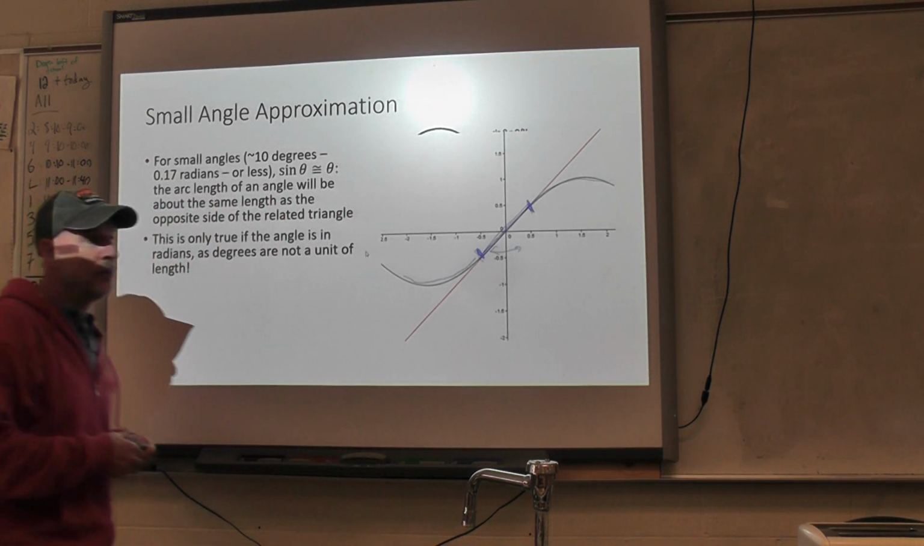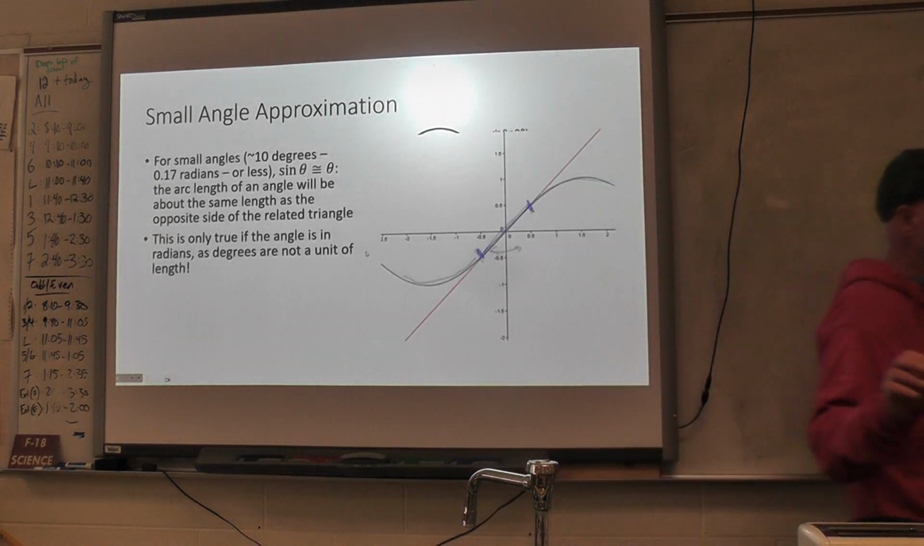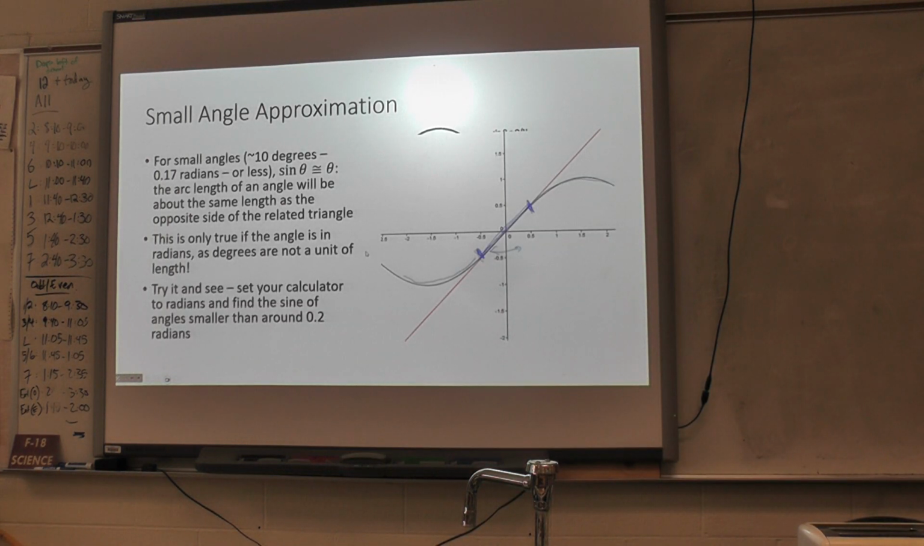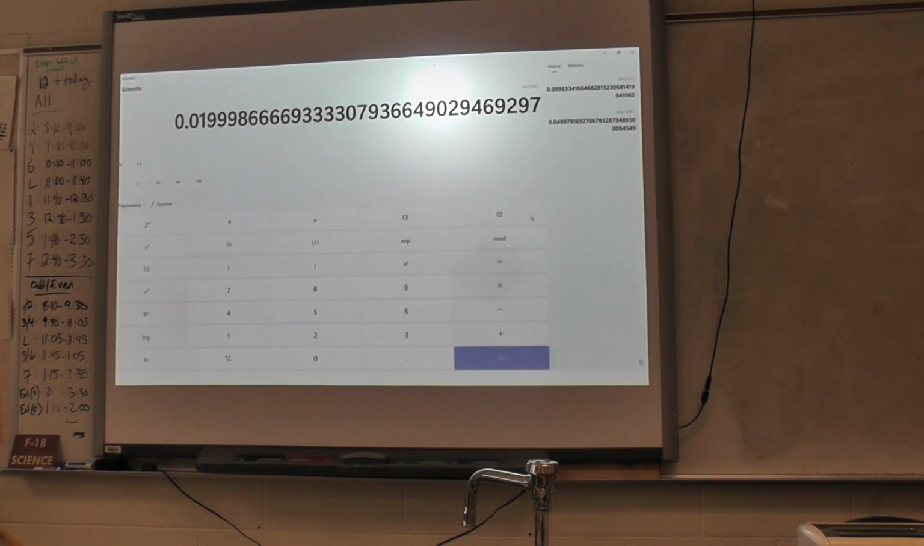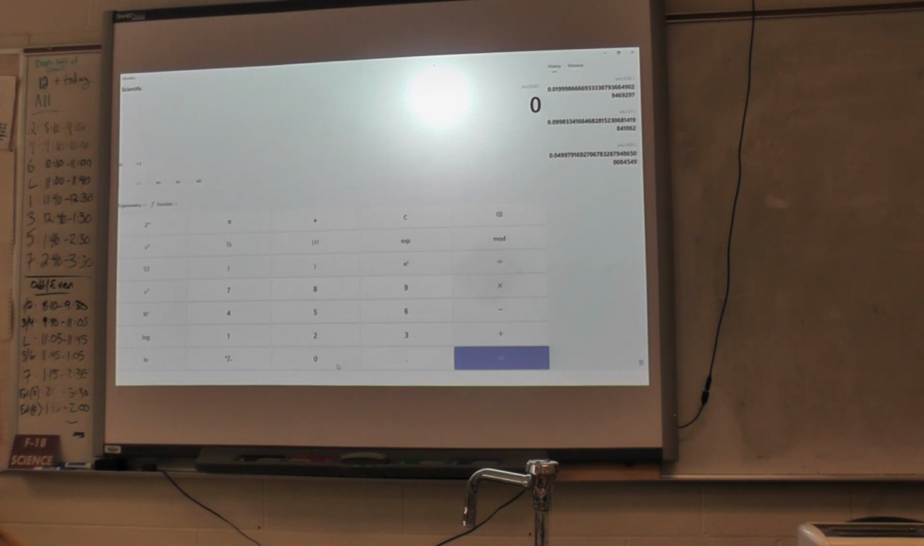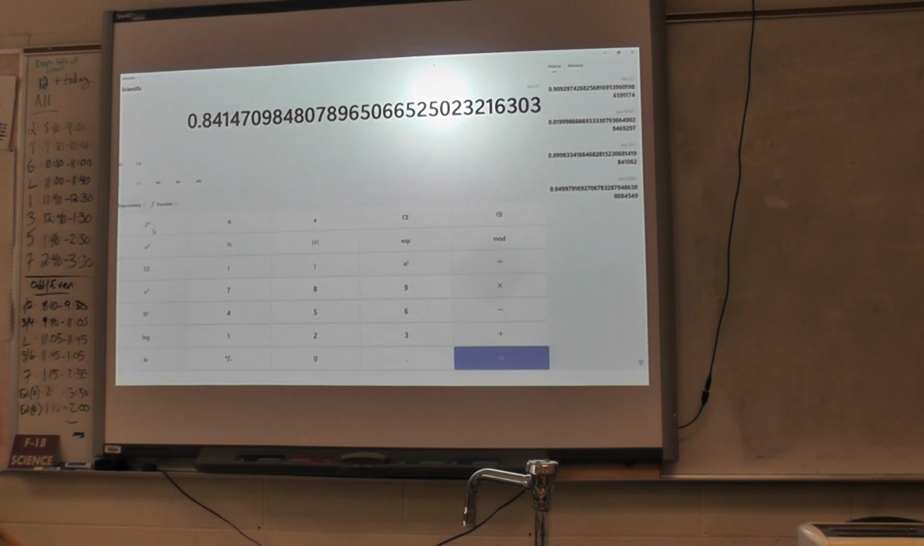And if you get your calculator out, you can see this. You don't have to though, I'll do it for you. If you take a calculator, you gotta make sure you're in radians, so I'm in radians right now. If I find the sine of say 2 radians, then I get 0.909. If I find the sine of 1 radian, then I get 0.84, that's closer.